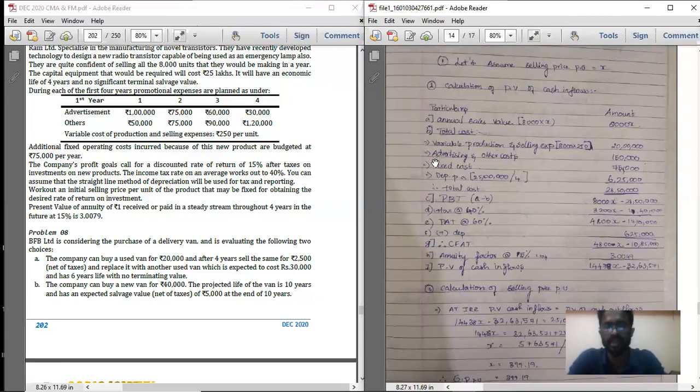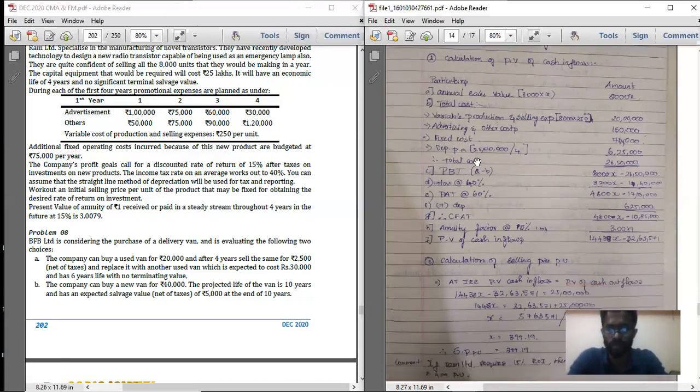Then below that, second arrow mark, advertising and other costs. If the advertising and other cost is different for every year, then we should do a separate calculation for every year. That is, we should calculate the total cost, divide it into 4 years, and add the other cost plus advertisement cost for each year to get the total cost. So you should do it like that.